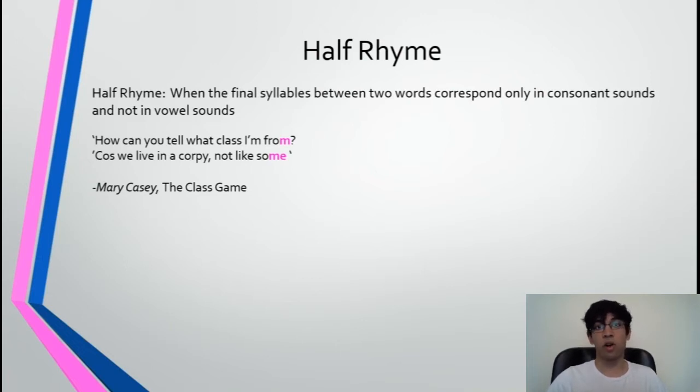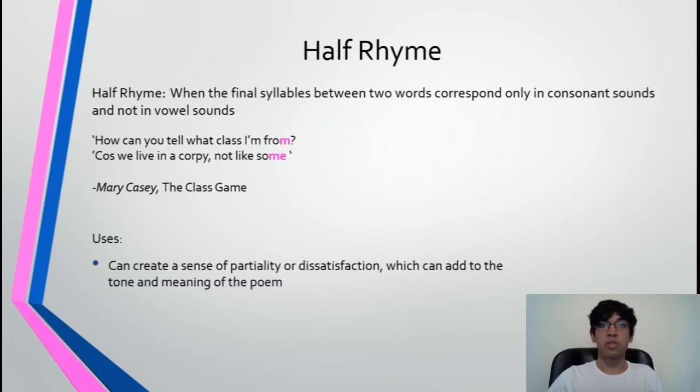So in this way, we've got a half rhyme, because the consonants at the end match, but the vowels at the end don't match. Now, half rhyme is quite useful for a variety of different reasons. First of all, it's useful to create a sense of partiality or dissatisfaction. And by this I mean, in regular poetry, you've got full wholesome rhymes being created. So like we had in the last example with standard rhyming, we had fold and gold. That's a complete wholesome rhyme.